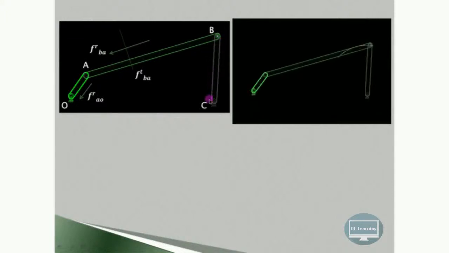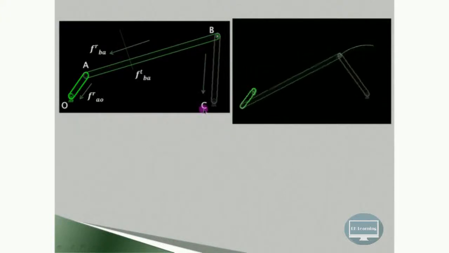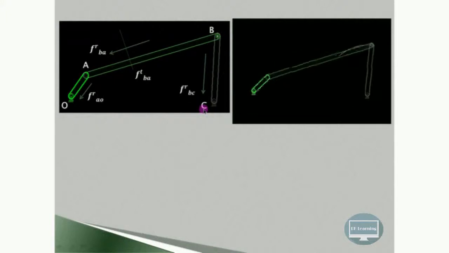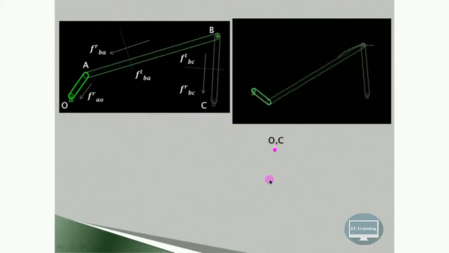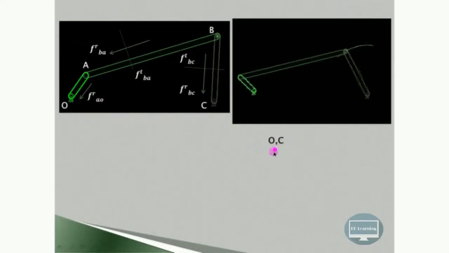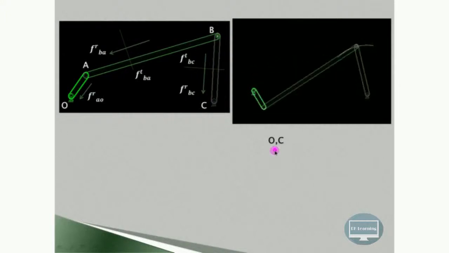Now in this particular output link, C is the fixed point, so the radial acceleration will be directed towards the fixed point or center, that is C. So this is FRBC, and the tangential will be perpendicular to this particular link. Now O and C are the fixed points, so we'll mark them over here as the fixed points. We'll take these fixed points in space as one point.